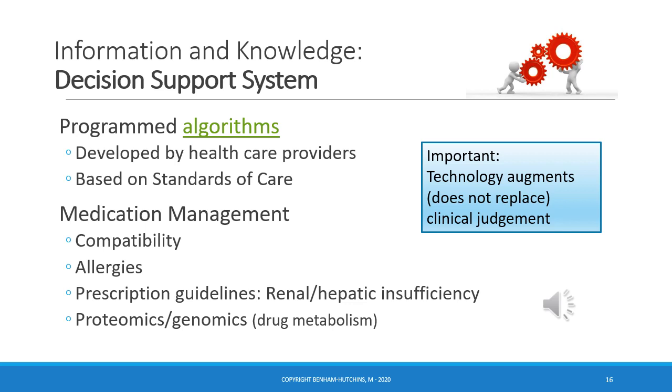They're based on evidence. Medication management, for example, will have an algorithm that will look at the compatibility of the drug with other drugs the patient has taken, patient allergies, and prescription guidelines, such as somebody who has issues with their kidneys or liver, they're insufficient, so the dosaging may be different. And proteomics and genomics, now we're integrating to look at drug metabolism. How does somebody actually metabolize a certain drug, and do there need to be adjustments made to dosages? It's important to recognize that this technology augments and does not replace clinical judgment.